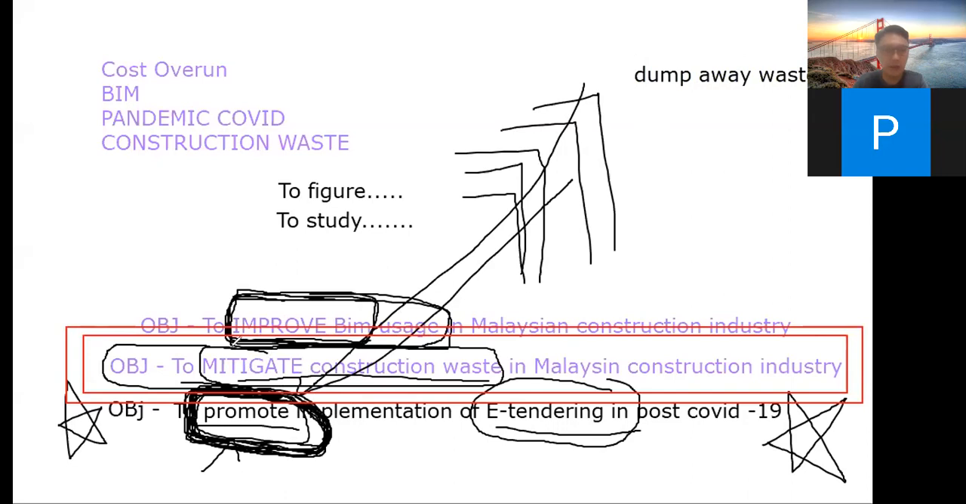Okay, everyone clear? So you see what you wrote wrongly, it is about the action plan. You are not throwing away the waste, so you cannot write the word mitigate. You cannot promote because you are not doing advertisement. So your objective cannot be to promote.